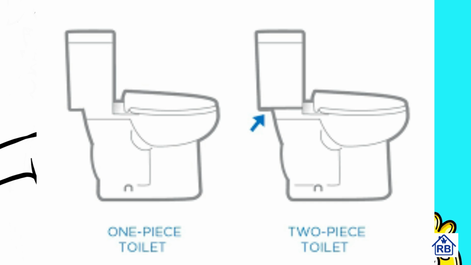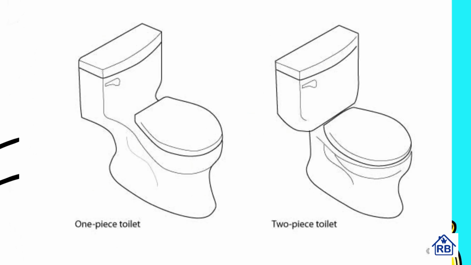One-piece versus two-piece toilets. Decide whether you want a one-piece or two-piece toilet. Two-piece toilets are common and usually less expensive. They have a taller tank. One-piece toilets are easier to clean and have a sleek appearance.